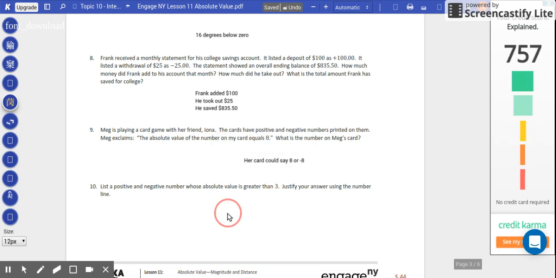The last one, list a positive and a negative number whose absolute value is greater than 3. So whenever you think of the absolute value, it's a number bigger than 3. So there's several options. You can pick basically any number bigger than 3. So you could say negative 4 for your negative number, and then you could do like 5 or any number bigger than 3. And then it says justify your answer using a number line.